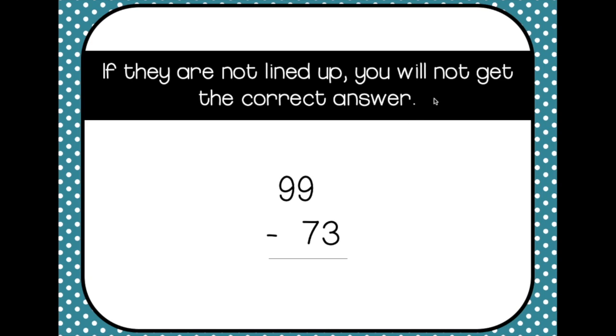So here I might take 9 minus 7 equals 2. And this, well, there's nothing there, so maybe I'll just write the 3 down here and just transfer the 9 down here. Well, I'm going to get a completely different answer than the correct answer if I do that. So it's very, very important that you're lining your numbers up.